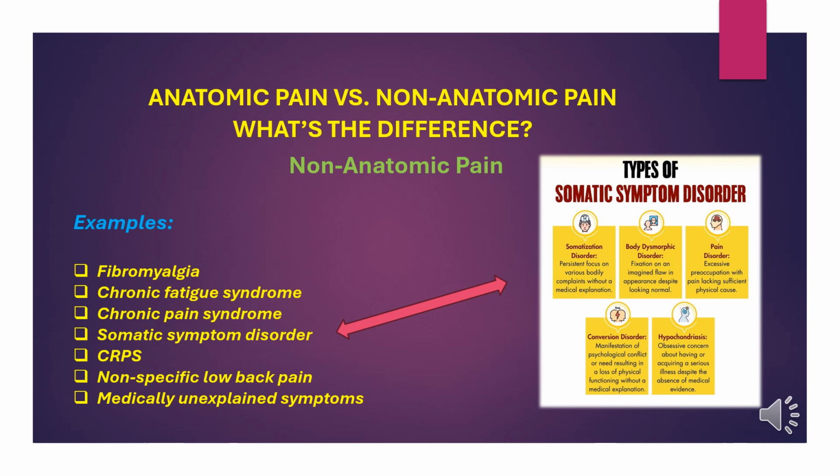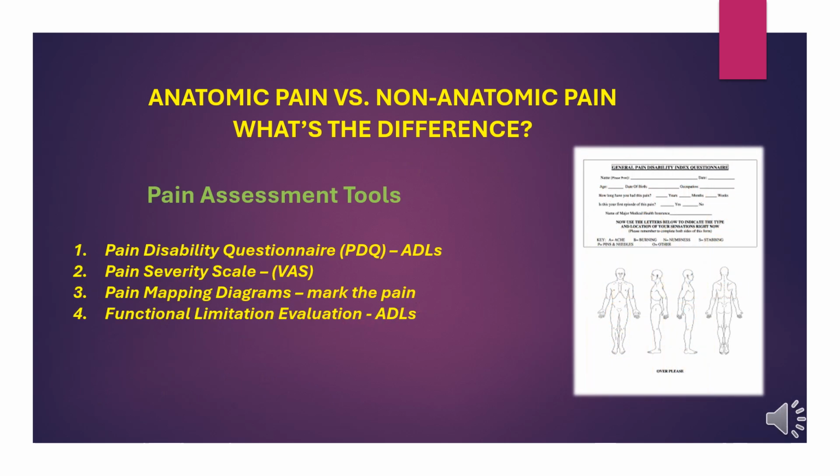So these examples really do illustrate that pain that cannot be traced to a specific anatomical structure or injury makes them a characteristic of a non-anatomic pain pattern. Okay, so now that we've discussed the differences between anatomic pain and non-anatomic pain, we defined them, we gave some characteristics and examples. So let's now talk about what assessment tools and methods we use for pain assessment according to the Guides, 5th edition.